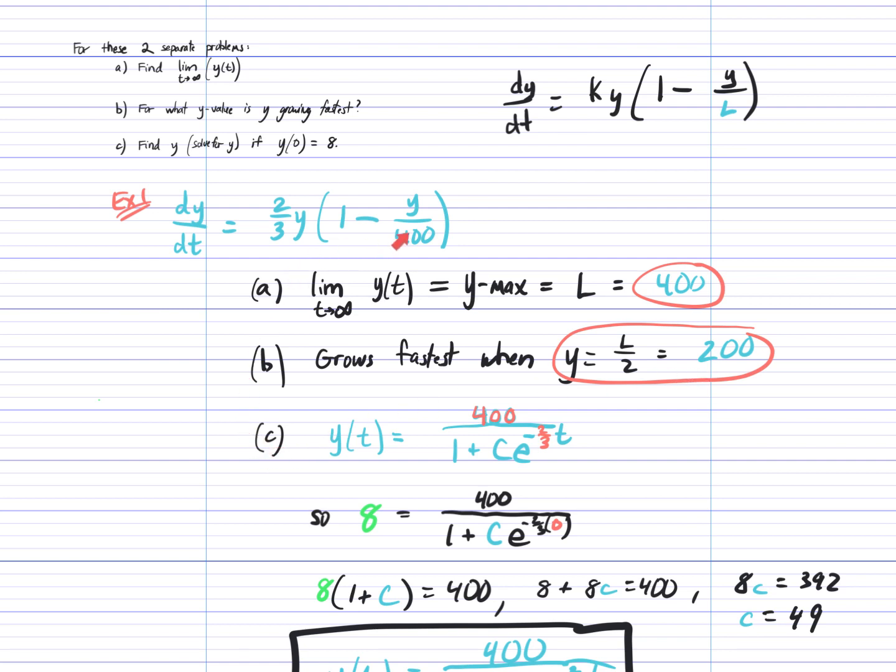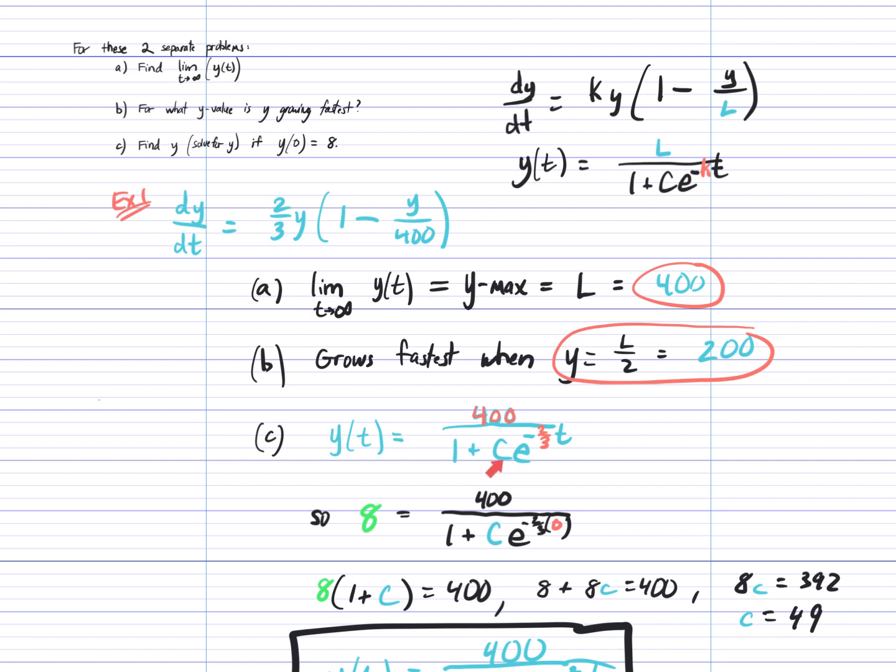And finally, what's the equation? Well, we know that when it's in this form, 2/3 is k, and this value is the y max, which is L. We know that this is the explicit function for population, the maximum value over 1 plus ce to the negative k times t. So to solve for y, we don't need to do the work. We can just say y is the maximum value over 1 plus ce to the negative k value times t. The k value is 2/3. So the opposite of k, t. But we have to find c.